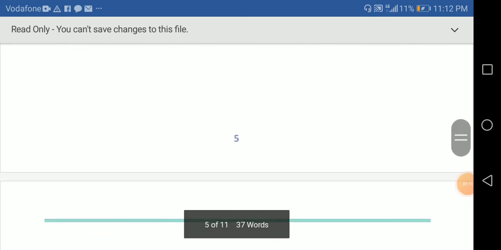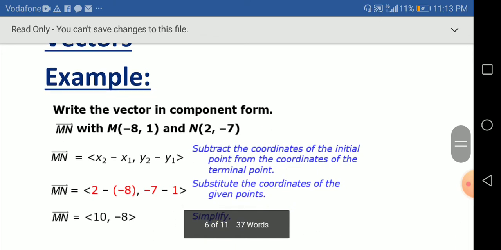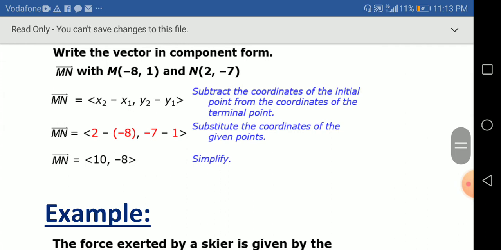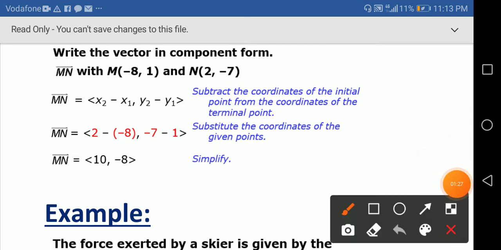Okay guys, let's have another example here about vectors. Write the vector in component form. This year we are not going to have much detail about vectors, just an introduction. If I have vector MN, with M at negative 8 and 1, and N at 2 and negative 7, what is my rule? It's the component x sub 2 minus x sub 1, y sub 2 minus y sub 1.